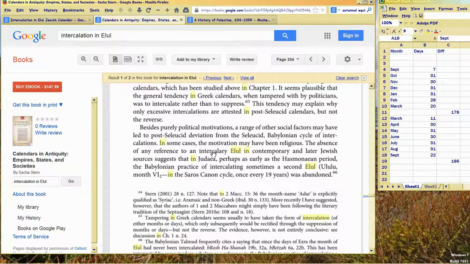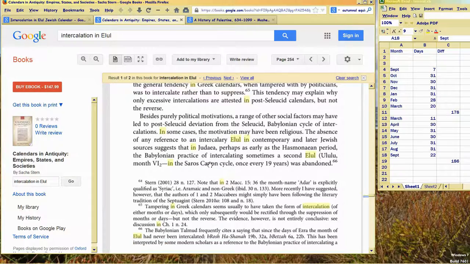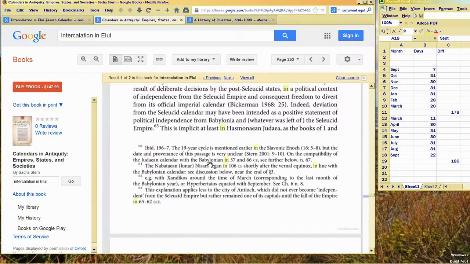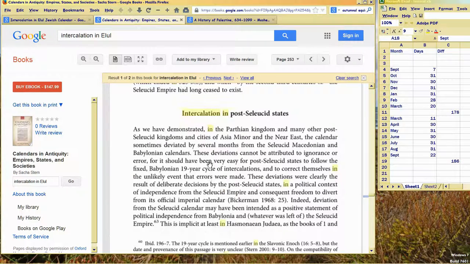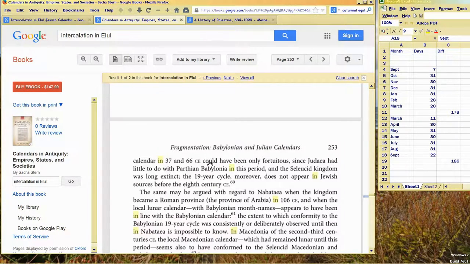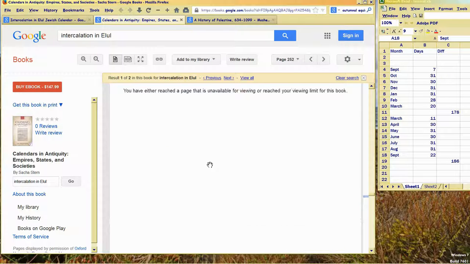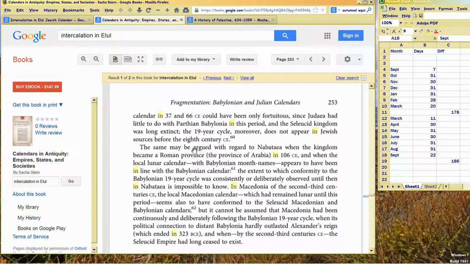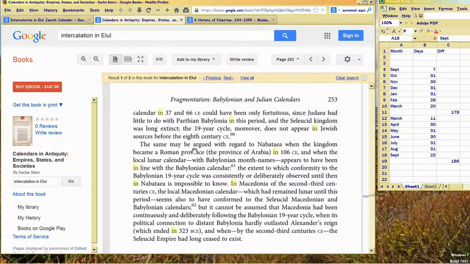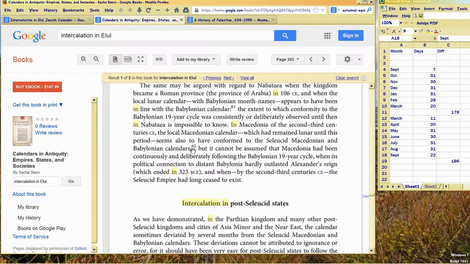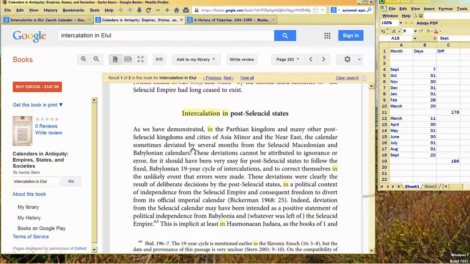The point is that they used to intercalate in Elul until the exile. And where was that? It's somewhere in this page. It talked about how the Babylonian Talmud said that they were intercalating based on Elul until the Babylonian exile. You can go read it. It's in here somewhere. I'll try to find it again and put a link in the video description as to what page it's on. But the Babylonian Talmud says this, not just this guy.